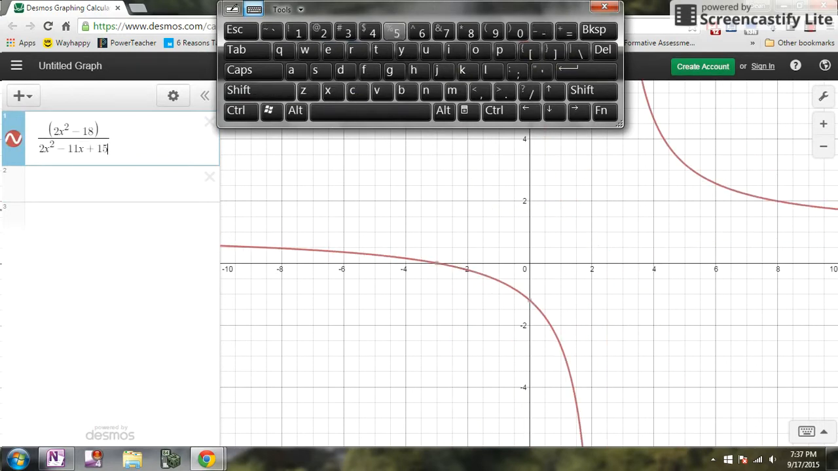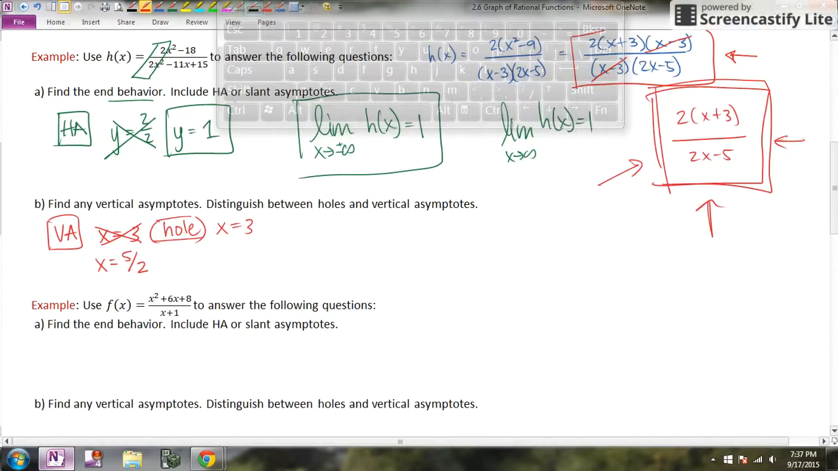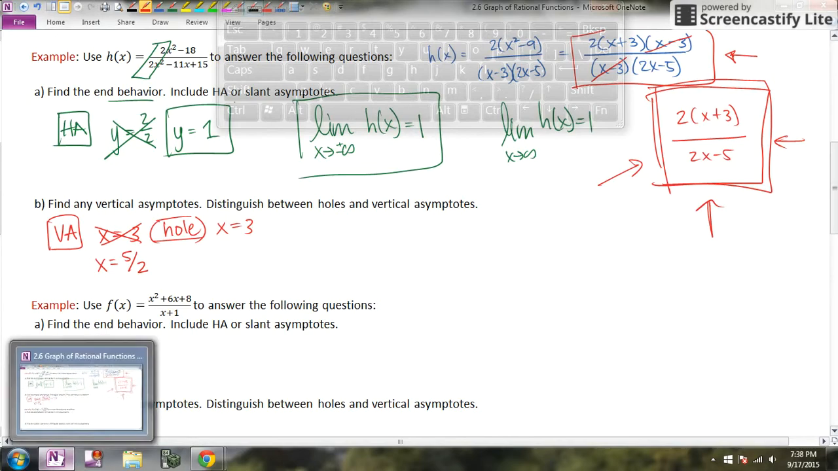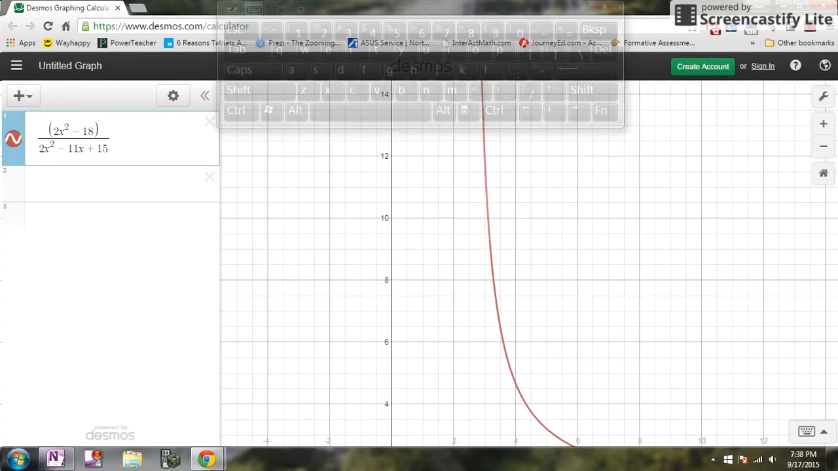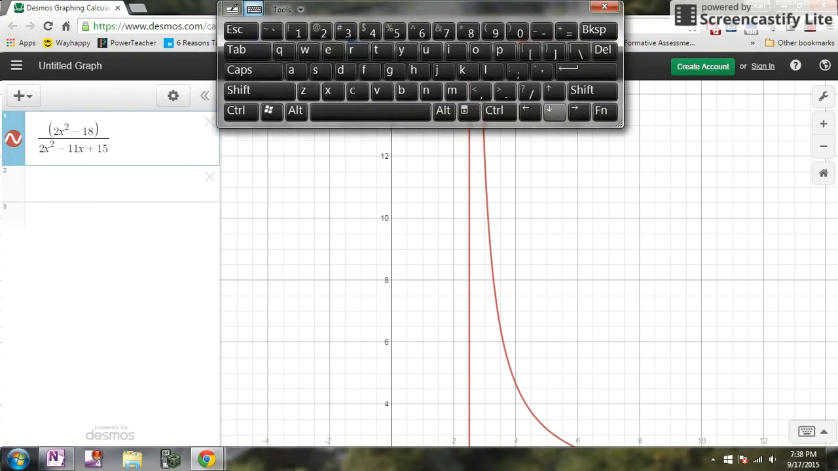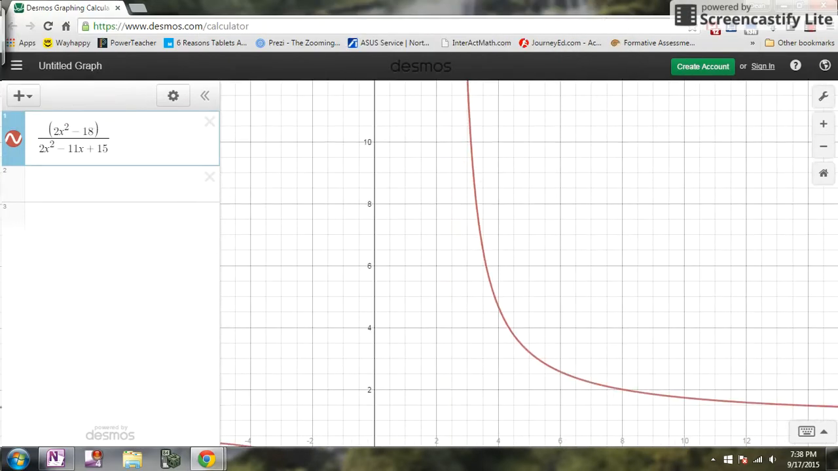And you see that beautiful graph. And we had something cancel. And what did it cancel? We had it cancel at 3. So if you look way up here at 3, I don't know why it's drawing in that asymptote. If I kind of plot this, oh, I'm not high enough, darn it.